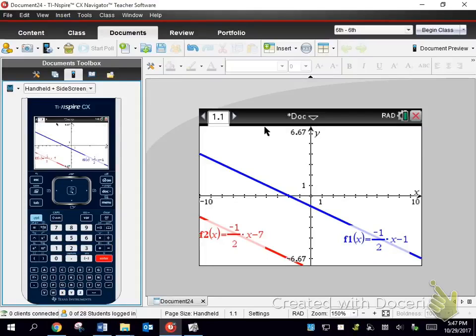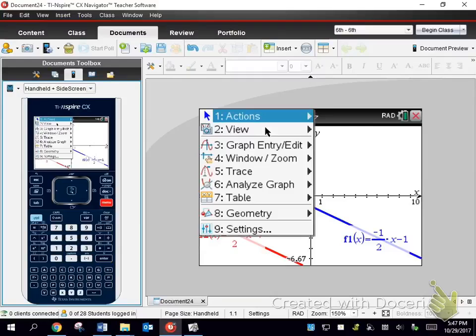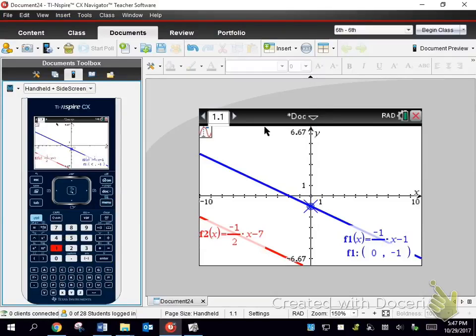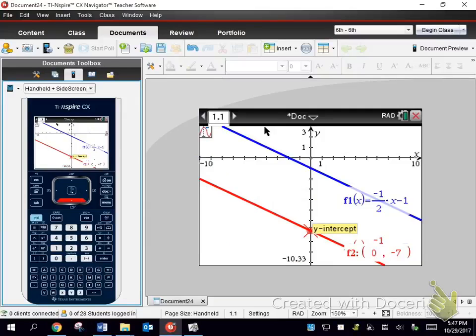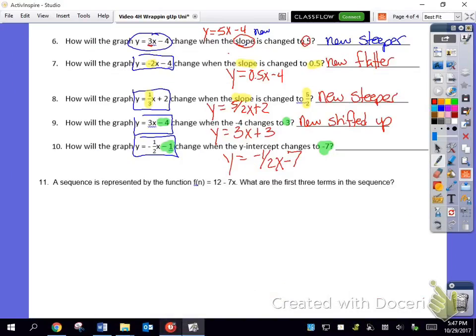Hit enter. Okay, they are parallel. Hit menu 5-1. It's going to start at the original. Now, the red line is below it, so go down, and I did shift down. So it shifted, the new shifted down. Remember, we use the word shift when the y-intercept changes.